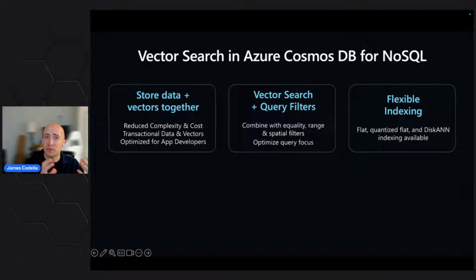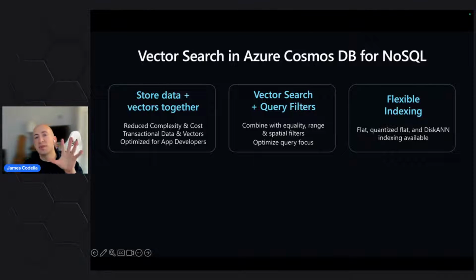So you can do a brute force search using the flat index if you'd like. We also have this quantized flat index, which compresses the vectors a little bit before you do a brute force search. And this could lead to even faster performance for a brute force search, which may be useful in a lot of scenarios. And then finally, for anything of appreciable size, anything more than a few tens of thousands of vectors, you can try out our DiskANN-based index, which gives you very cost-effective search at scale.